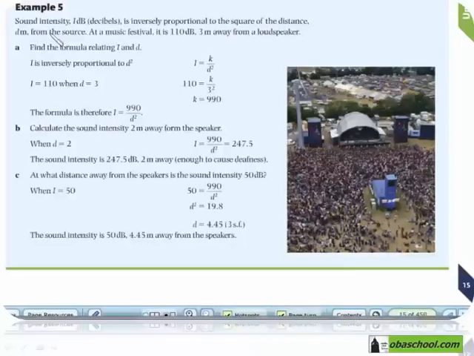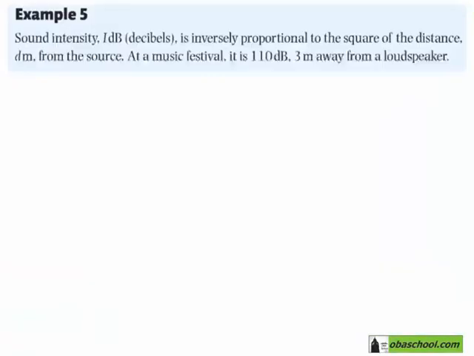decibels, is inversely proportional to the square of the distance, d in meters, from the source. At a music festival, it is 110 decibels and 3 meters away from a loudspeaker. So, we have the sets of given. We have I, and that is the first variable as the decibels, and we have d, and that is the second variable as the distance in meters. So find the formula relating I and d.